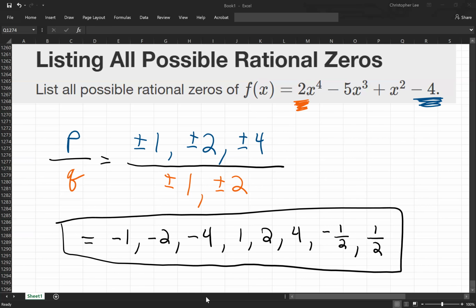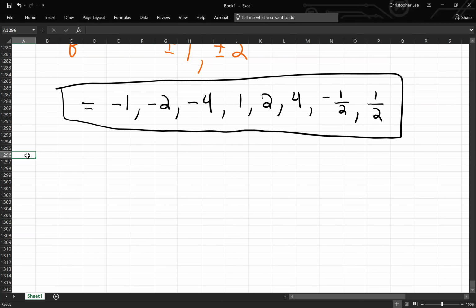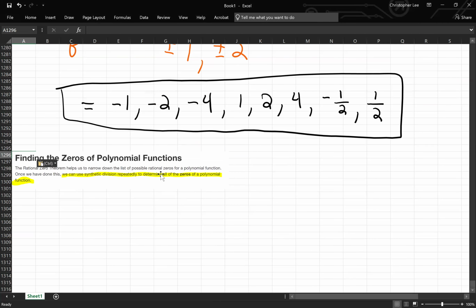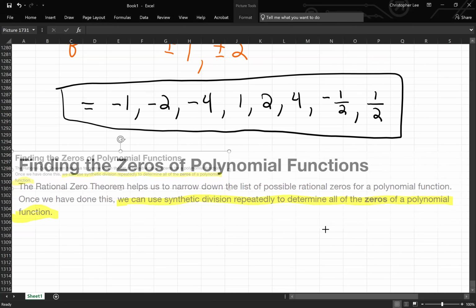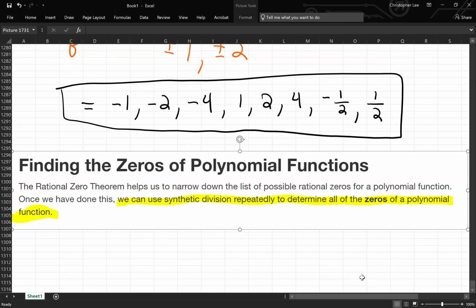Sorry, let me just do 2 more things and we could call it. All right, so finding the zeros of a polynomial function. It's the same thing. That was an expression. Now I'm talking about a function. The rational zero theorem helps us to narrow down the list of possible rational zeros for a polynomial function. Once we have done this, we can use synthetic division repeatedly to determine all the zeros of the polynomial function.